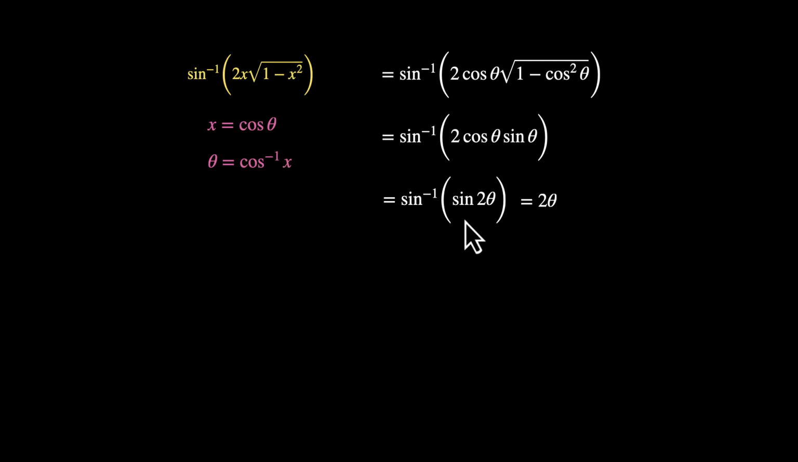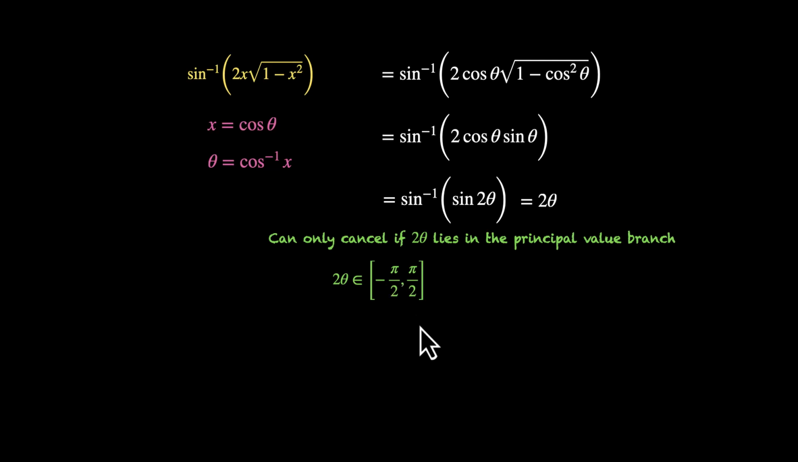We can only move forward in this equation. We can only cancel sine inverse and sine if 2 theta lies in the principal value branch for sine inverse. What's the principal value branch for sine inverse? That's fourth and first quadrant. That's minus pi by 2 to pi by 2. So 2 theta lies in this set, minus pi by 2 to pi by 2. Dividing by 2, theta again lies in this set, minus pi by 4 to pi by 4.